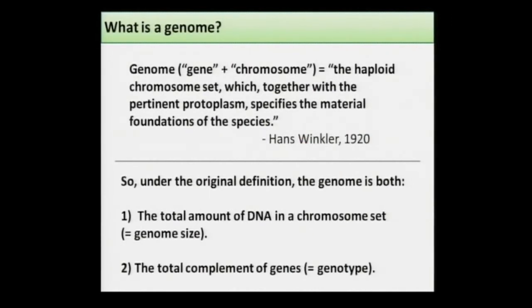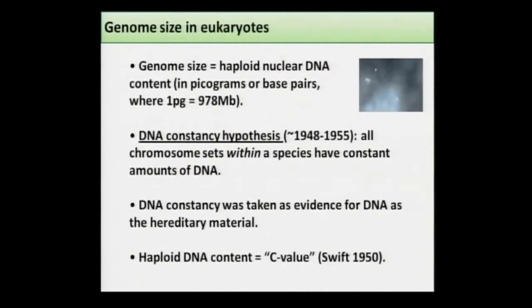One, the total amount of DNA that you have in your chromosomes, or what we now call genome size. And number two, the total complement of genes, or things that are specifying development, what we call the genotype. It can't mean both of those things at the same time. I'll show you why. In prokaryotes, bacteria and archaea, there's a strong link between genome size and gene number. That's totally not the case with eukaryotes.